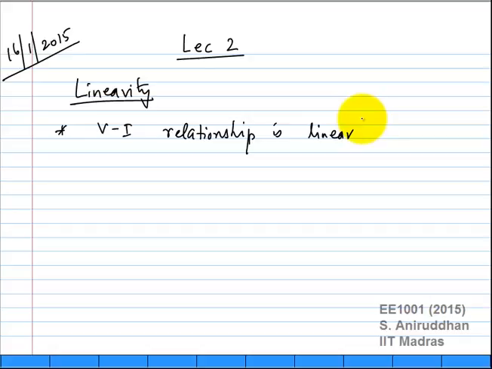When is a function called a linear function? You might have learned this in linear algebra at some point of time. There are two properties we are interested in. If I have a function f of x, when will I call it linear? If I look at f of x plus y, that should be equal to f of x plus f of y. That is one condition for the function to be linear.